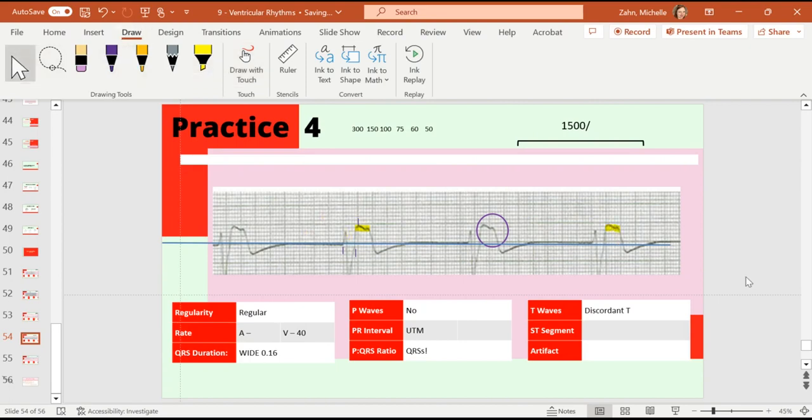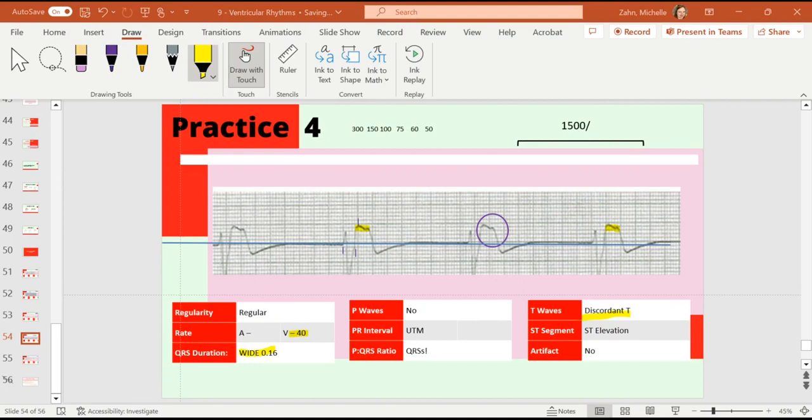So that is significant. ST depression, we tend to expect ST elevation. We don't necessarily expect it with our ventricular rhythm, so it is something to still note and make sure that you document, so that you trigger yourself to go get that 12 lead and rule out a STEMI. No artifact here. So our abnormalities are a wide complex rhythm, a slow ventricular rate with discordant T waves.